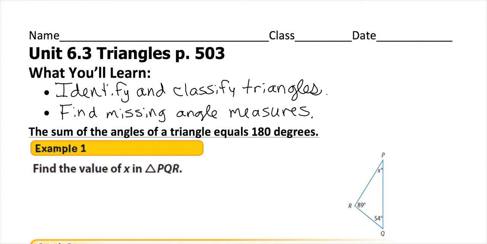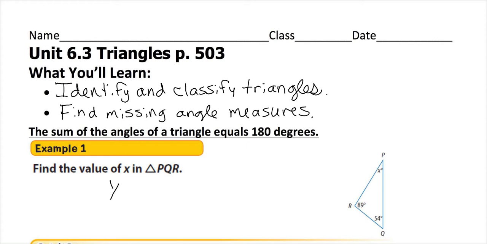All right, so we have 89 in angle R. We have 54 for angle Q. We're trying to find angle P, which is our x. So if we know that there's 180 degrees, then we are just going to subtract what we already have. I am going to solve this algebraically because that's how it usually is on the state test. So I realize you can just subtract, but we are going to write it out algebraically.